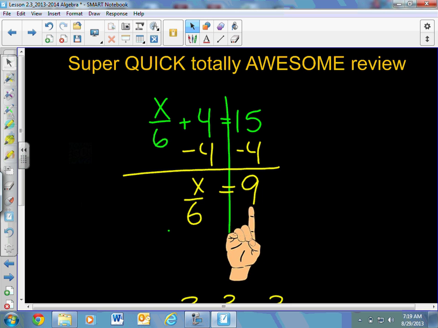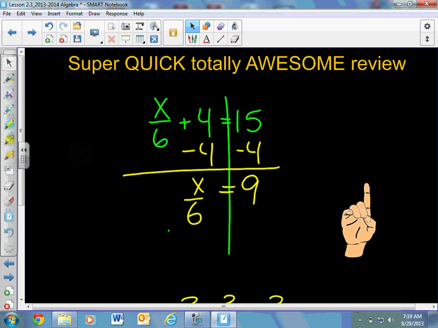Right here. What did I do wrong? 15 minus 4 is not 9. I caught myself. Although I would have caught myself eventually if I checked the answer at the very end, I would have noticed that it wasn't right. Okay.